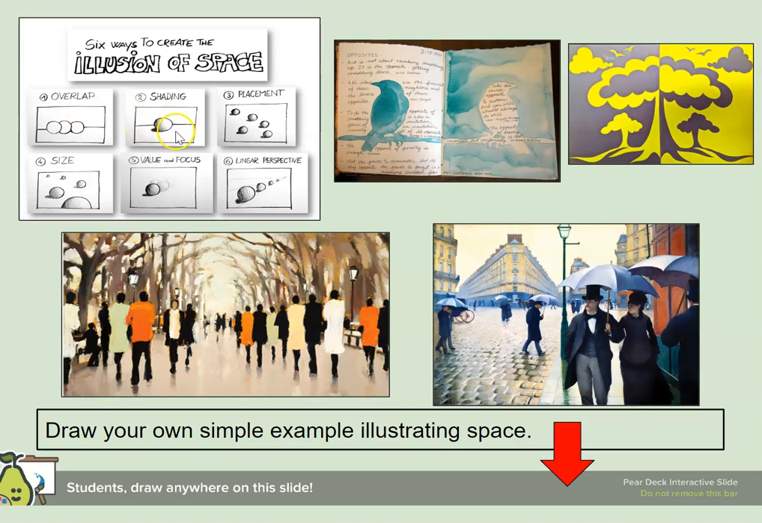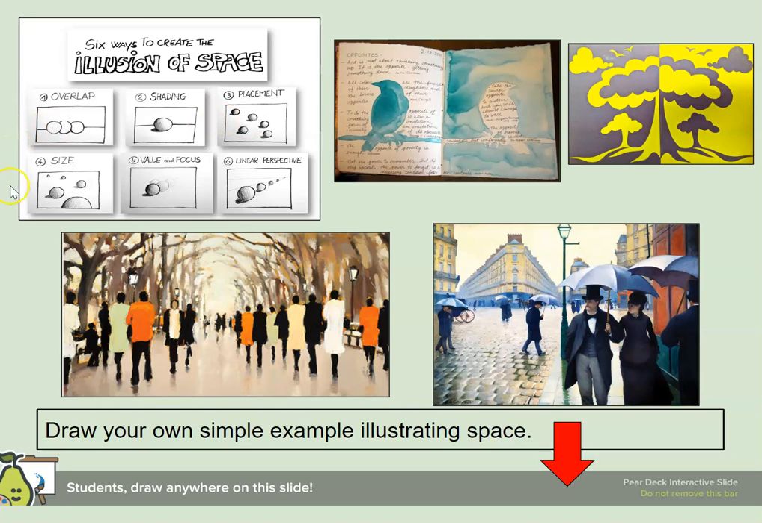Shading helps also to illustrate space, and this circle now is a sphere through shading. Placement of objects: these spheres are placed within the space. There is space between them. They are positive space, where everything around it is negative space.